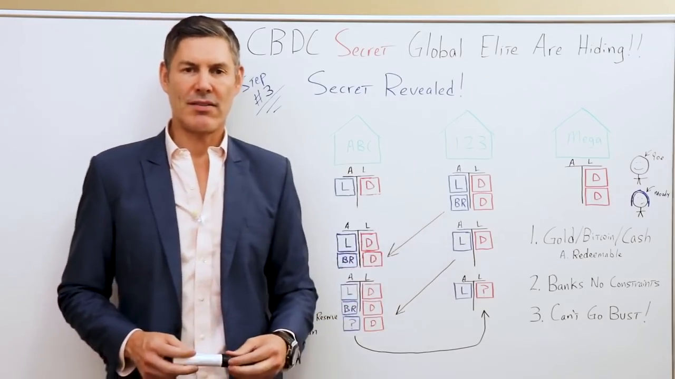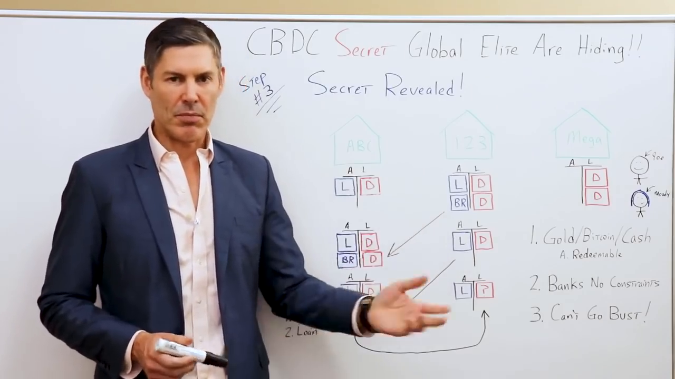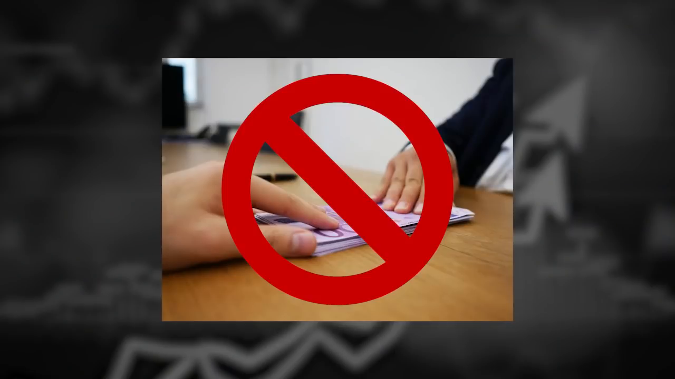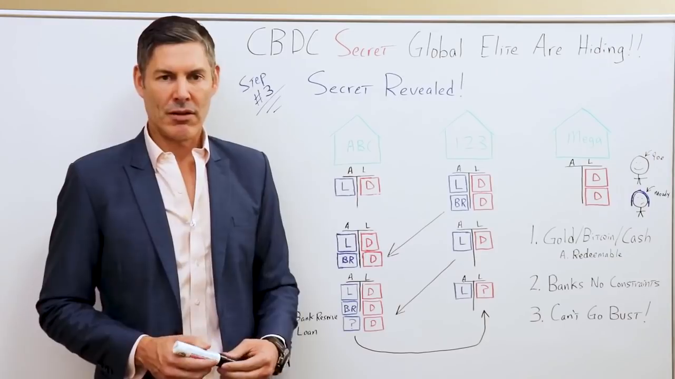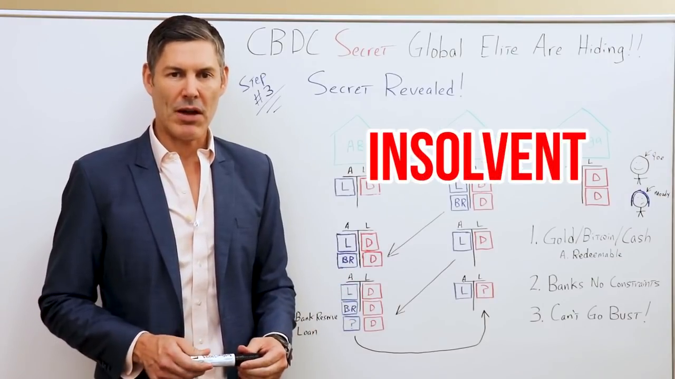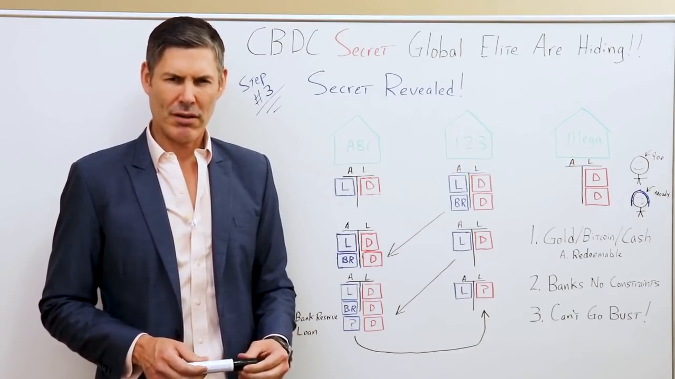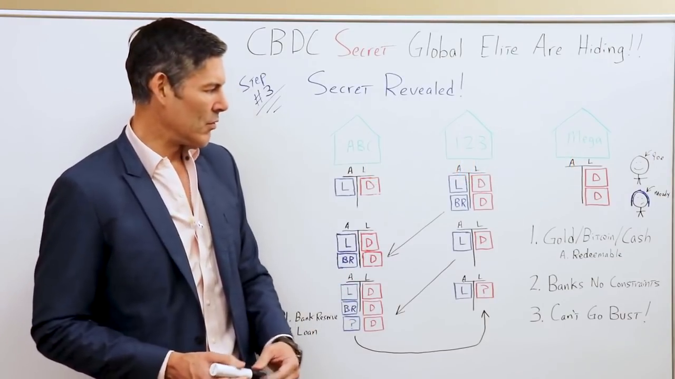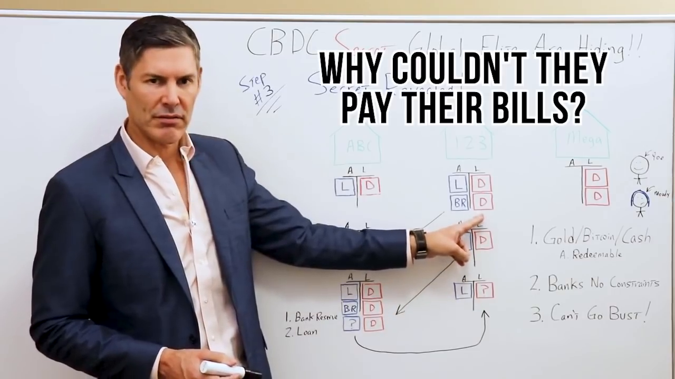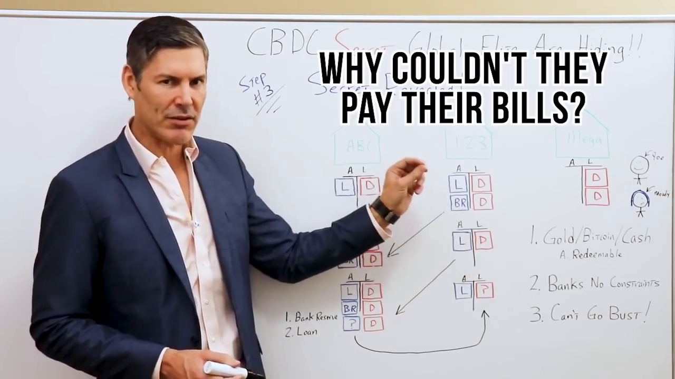You say, well, George, that's easy. If people just didn't pay back their loans, they'd have negative equity, and there you go. They're insolvent. They're bankrupt. Really? Well, why couldn't they pay their bills? Well, let's think about this for a moment.